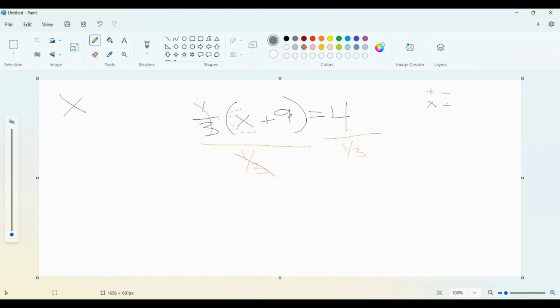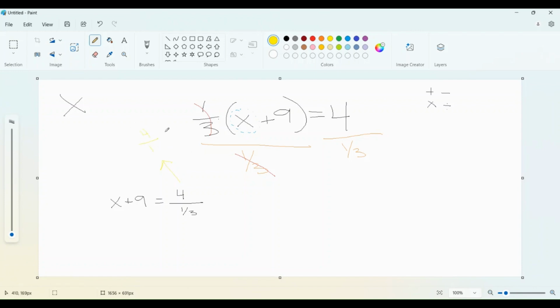So I'm going to rewrite this. What's left? X plus 9. Do I need the parentheses anymore? No, I don't, because it's not really helping me anymore. So X plus 9 equals 4 divided by 1/3. Well, did you guys know that everything is a fraction? So 4 is actually 4 over 1.